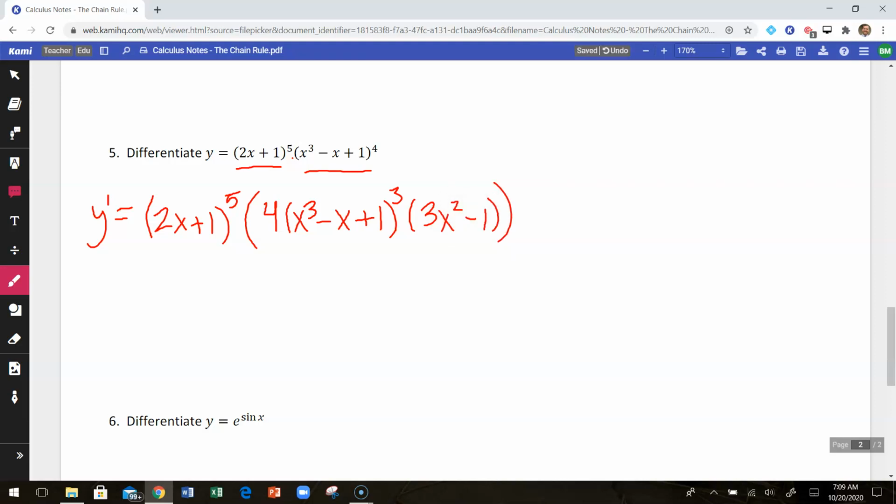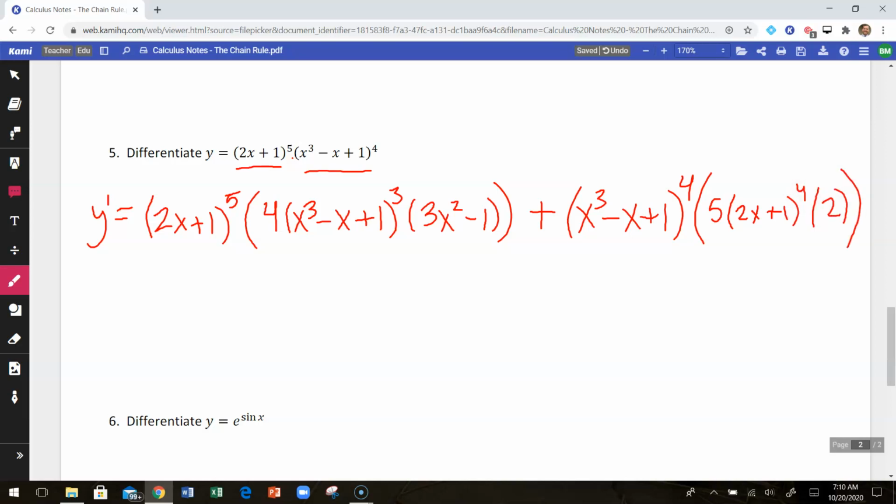So the first times the derivative of the second, plus the second, x cubed minus x plus 1 to the 4th, times the derivative of the first. And again, the derivative of the first is going to require us to do a chain rule as well. We're going to have 5 times 2x plus 1 to the 4th power, chain on the derivative of the inside function, which is 2, and at that point we are done.